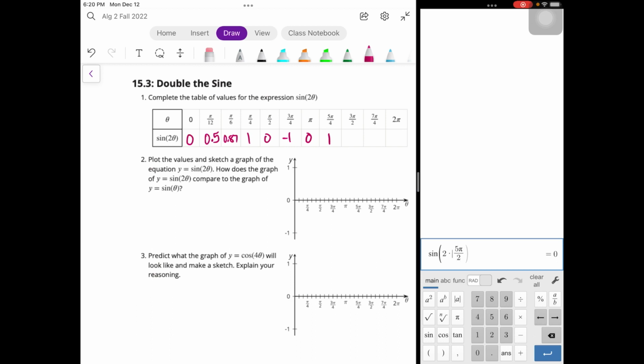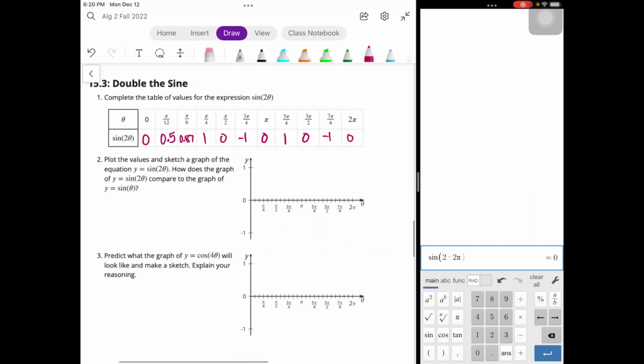3 pi over 2 gives us 0. 7 pi over 4 gives us negative 1. And then 2 pi gives us 0. All right, so plot the values and sketch a graph. We're going to sketch our graph.